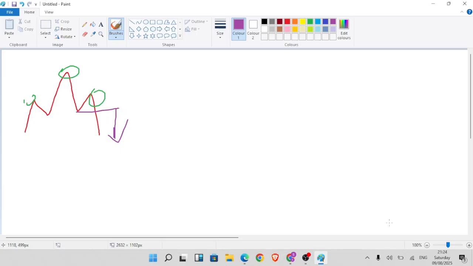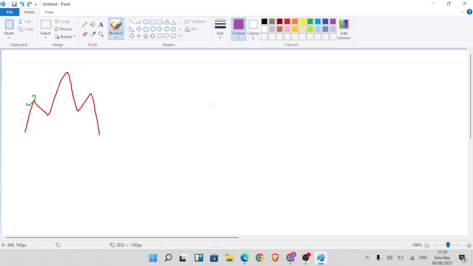Head and shoulder trading pattern. Basically, what the head and shoulder trading pattern looks like is, I will redraw this.